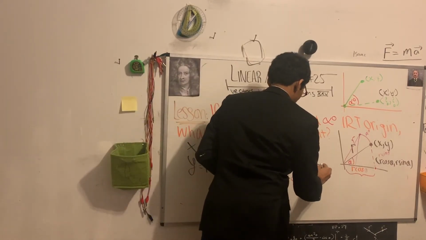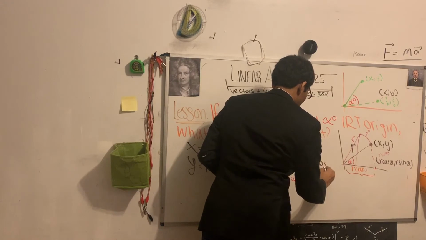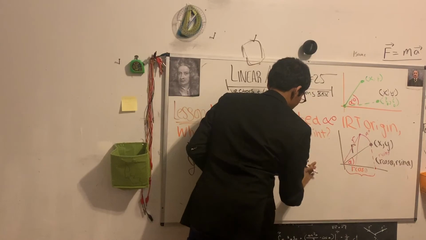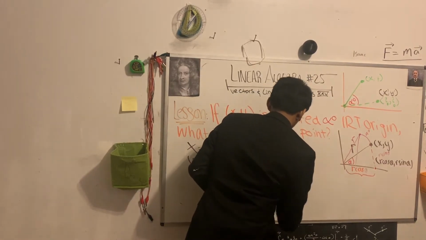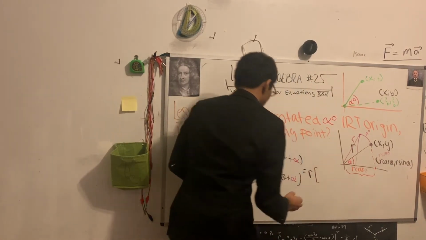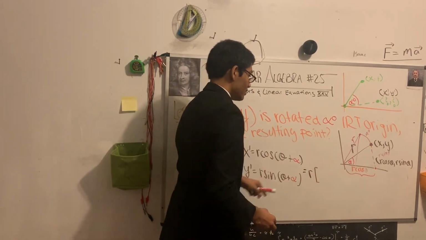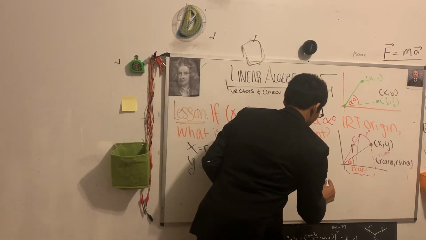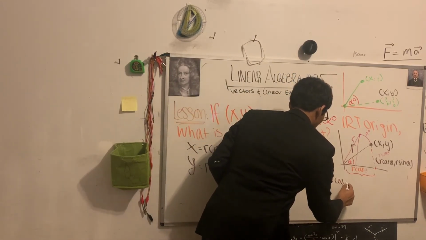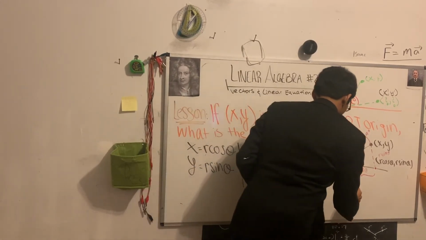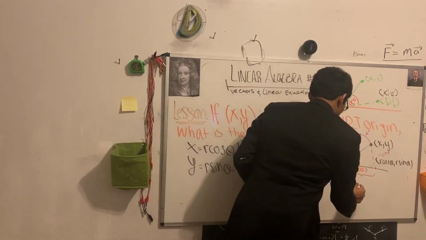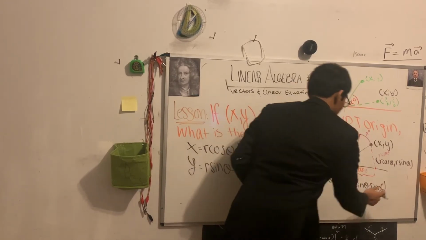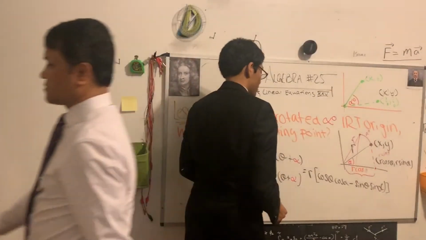You can say cosine of theta plus alpha is, let's factor out the r, right? Cosine of theta plus alpha is going to be cosine of theta times cosine alpha, minus, okay, so you want to be careful, minus sine theta sine alpha. Right. And why don't I finish my brackets right there.